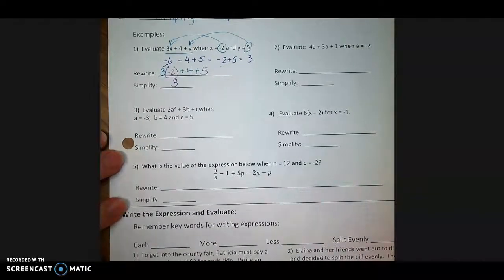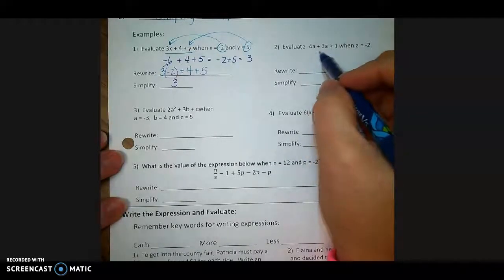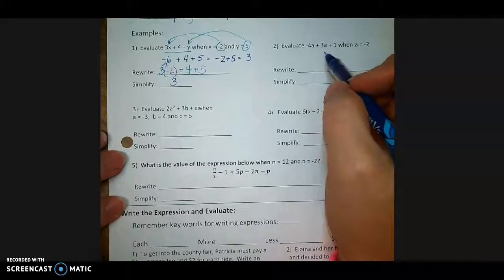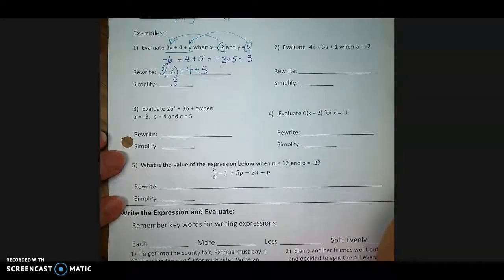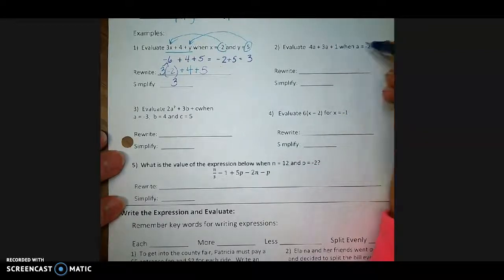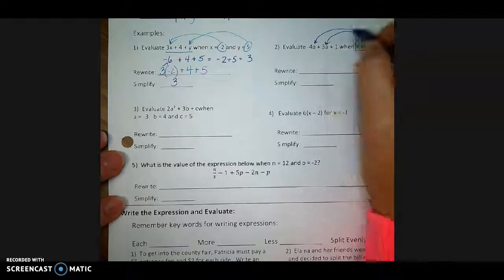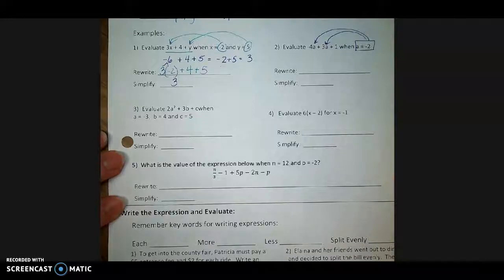All right, our next one over here, we don't have two variables, we just have one, the a. So I want you to pause it and see if you're like, okay, I got this. If not, go ahead and keep watching. We've got -4 times a plus 3 times a plus 1. So I want to find whenever a equals -2, what will that expression equal?